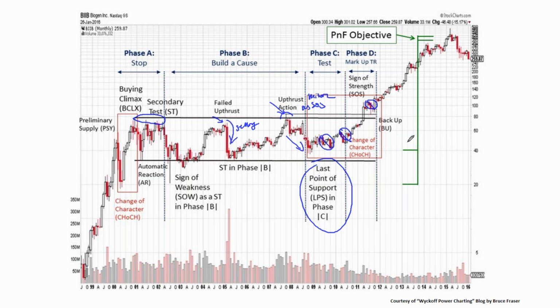Does it work every time? No. But if you don't get a sign of strength, then be very patient, because a continuation of lower highs throughout the trading range shows that there are sellers in control of the market. Until you can prove that the buyers are in control, don't trade it.